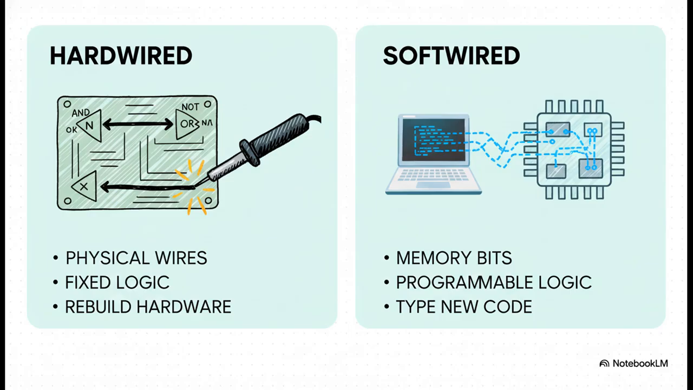Let's break that down a bit. In a hardwired DLD system, your logic is literally fixed by soldering. If you want to change what your circuit does, you've got to get out the soldering iron and physically rebuild the whole thing. But in a soft-wired MCU system, well, the connections and the logic are programmable. So if you want to change what happens when you press a button, you don't rebuild anything. You just type a few new lines of code. And that is the magic of microcontrollers, this insane flexibility.